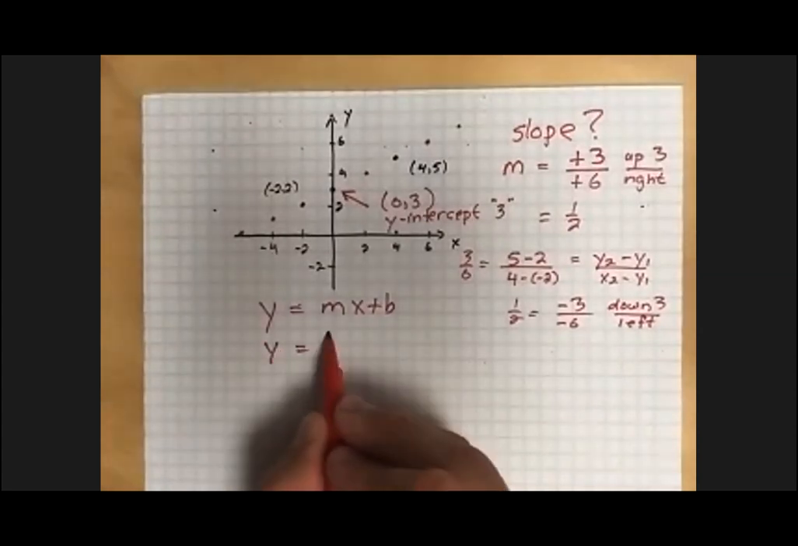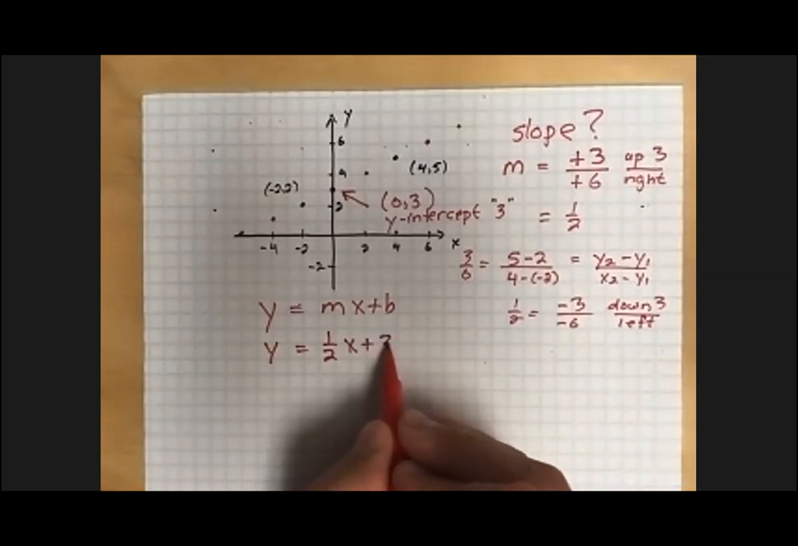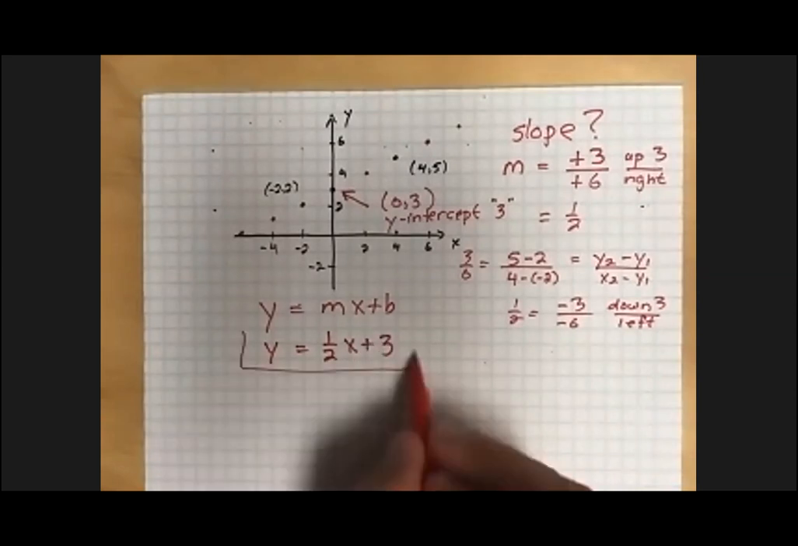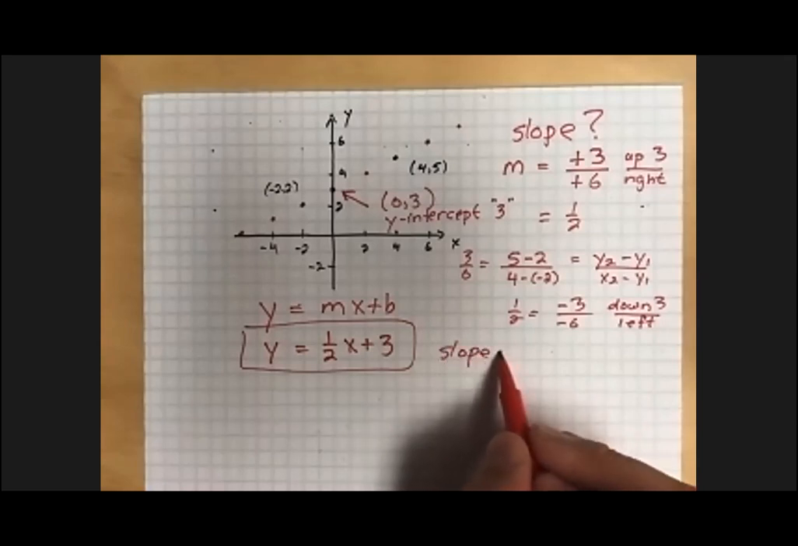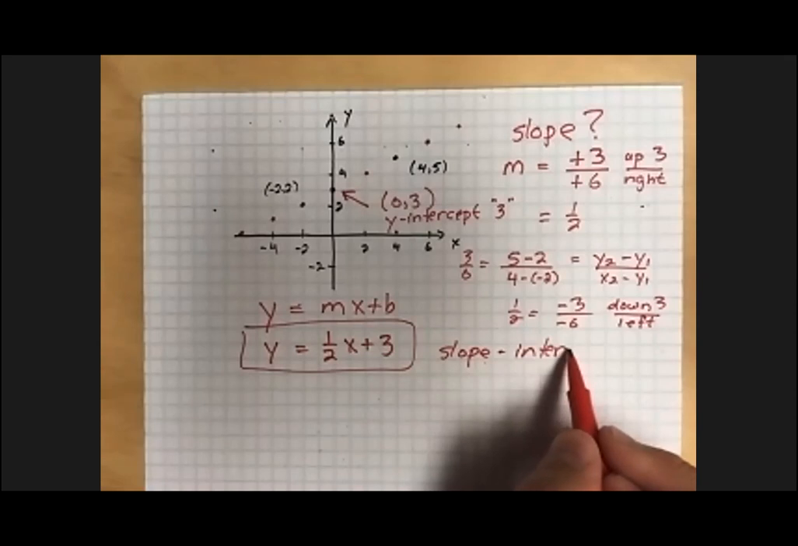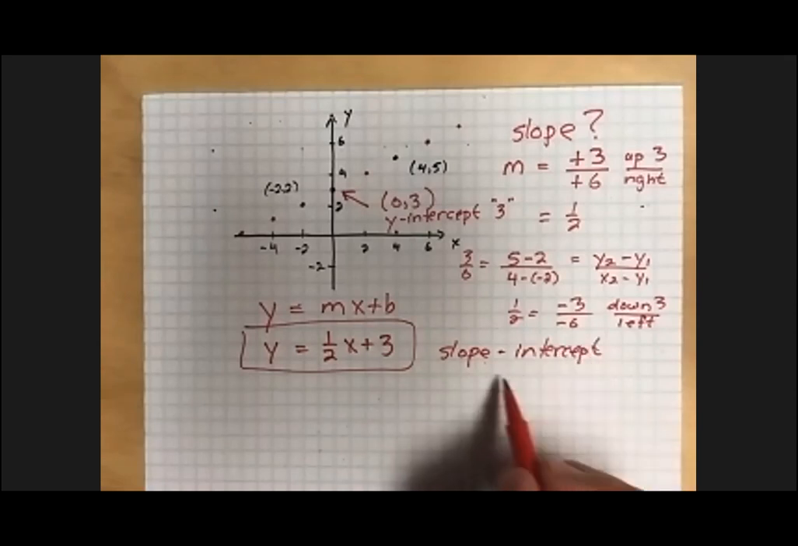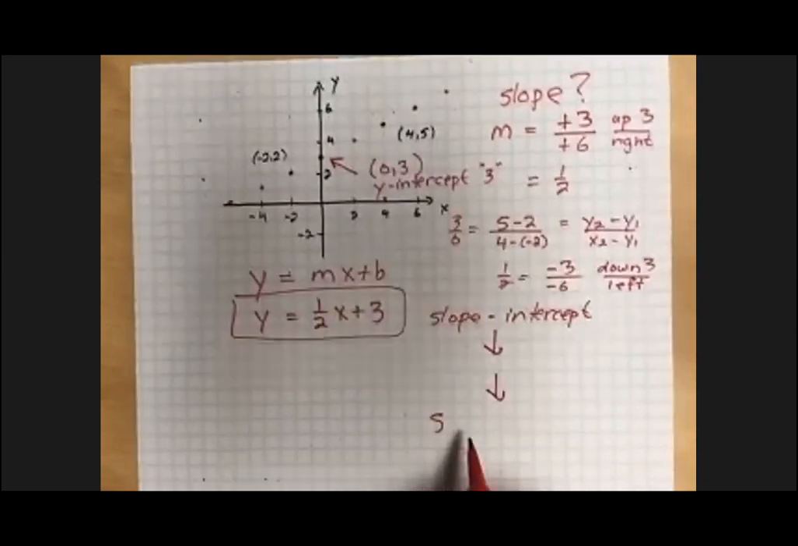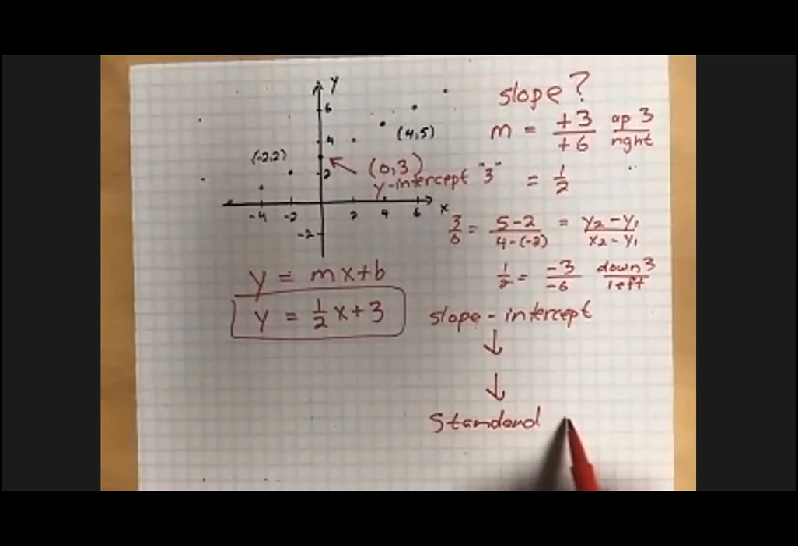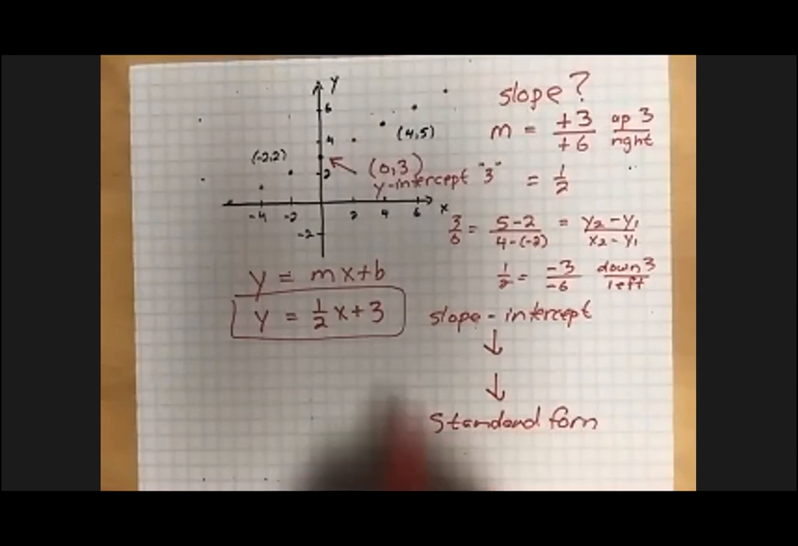The slope is 1/2. The y-intercept is positive 3. Done. Remember, that's slope-intercept form. What if someone wanted standard form? Remember, I'm not afraid of that. Just 2 shots, and I'm done. 2 shots.